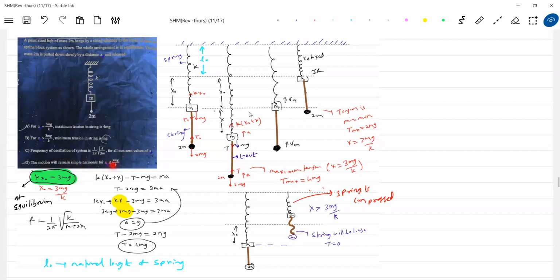The motion will remain simple harmonic motion for this one. So why I picked up earlier a string, spring, now yes, spring and string, then elastic cord. I have discussed it. So just revise all these possibilities of asking any question in advance.